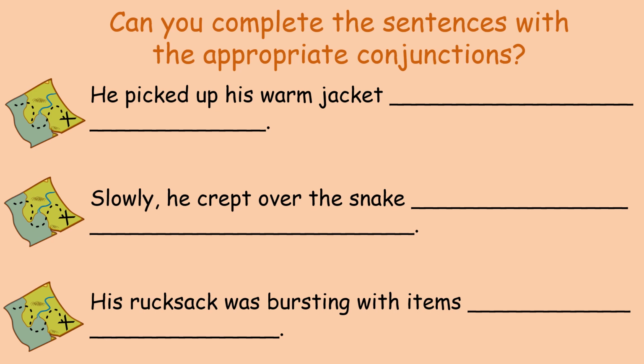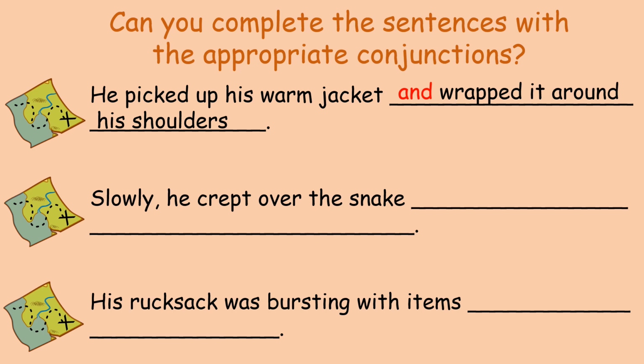Can you complete the sentences with the appropriate conjunctions? So for these sentences, there are no conjunctions there. We will need to add them in and then finish off the sentence, making sure that it all makes sense. First sentence says, he picked up his warm jacket. Now I've decided to end the sentence saying, and wrapped it around his shoulders. You can use your own conjunction and you can finish off the sentence however you would like.